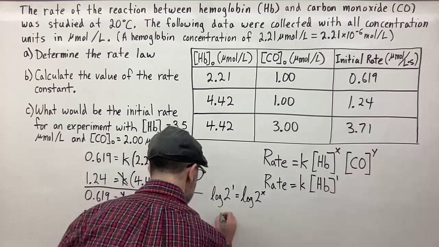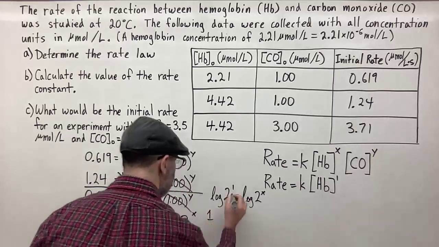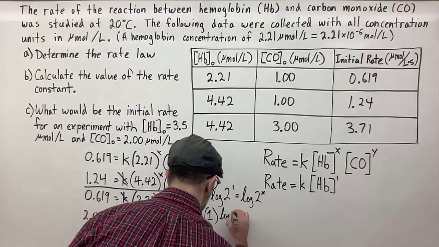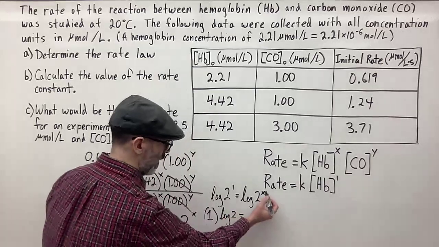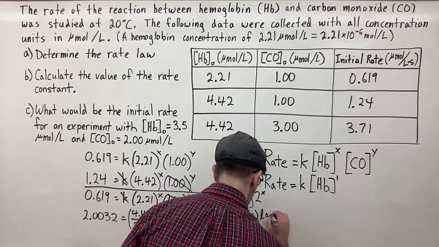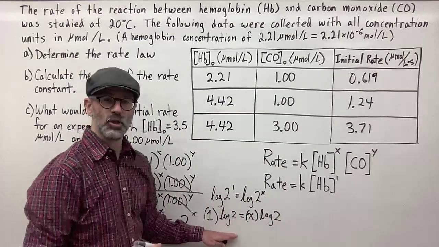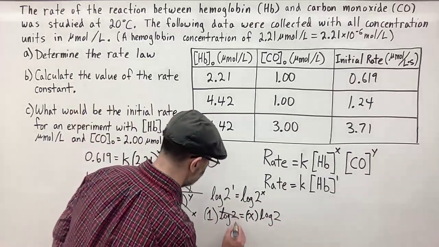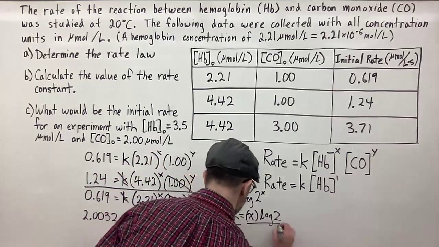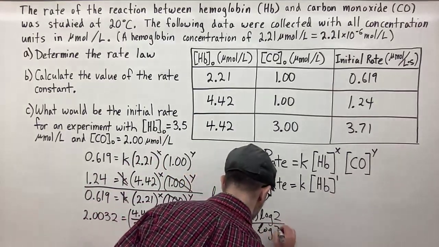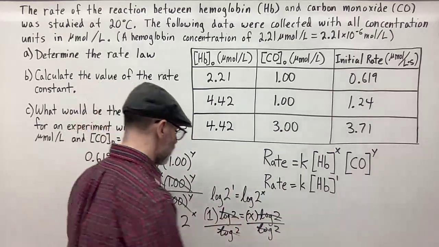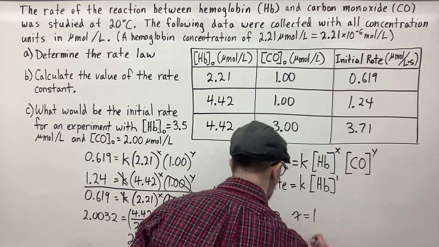And if I rearrange this, then the power can come to the front here. So it'd be 1 times the log of 2 is equal to, and then the x can come down. So it'll be x times the log of 2. And notice the log of 2 cancels out, because I can divide both sides by log of 2, right? So then that cancels out on both sides, and then x ends up equaling 1.